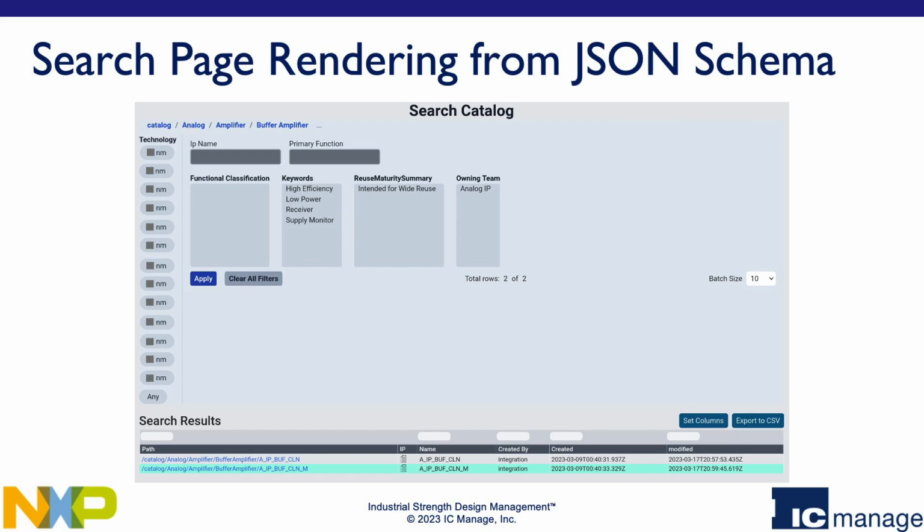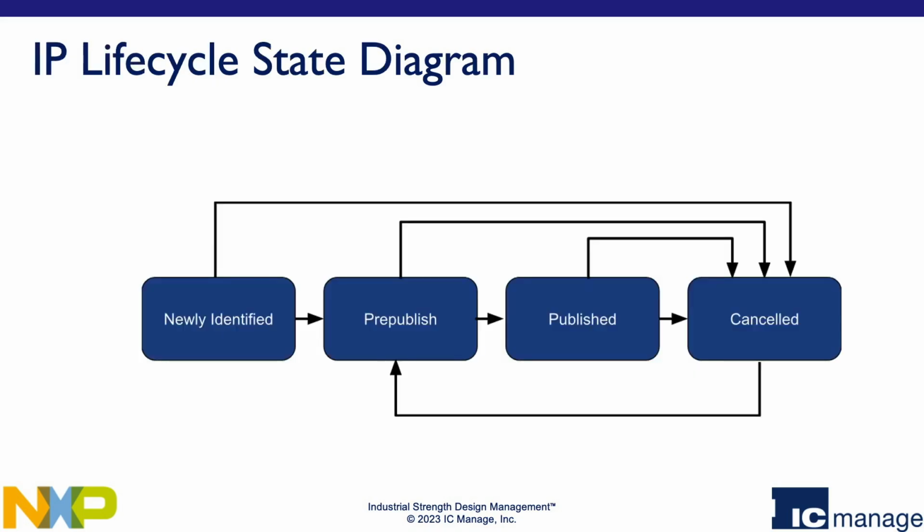This search page is an example of an analog IP. Note that the tech nodes have been grayed out on the left side of the window to protect NXP confidential information. The user can see all results or select the relevant fields before searching, or use the filter windows after the search has completed. A user can also change the result columns if needed, or export to a CSV file if desired. Let's take a look at the IP lifecycle state diagram.